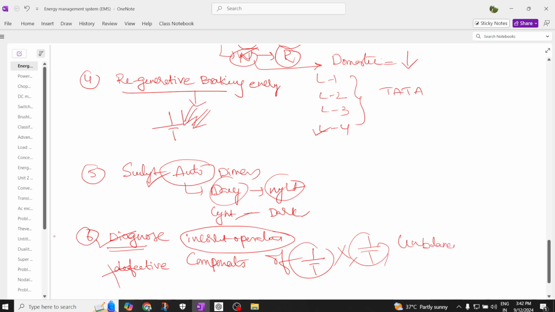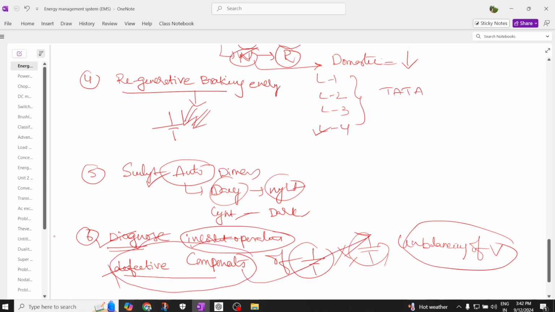It may undergo unbalancing of voltage. It may require balancing of the cell. So whatever the problem may be, it may be diagnosed, and if you are not properly operating the electric vehicle, or whatever problem is occurring inside the electric vehicle, will be diagnosed, and the defective component will be shown in the UI as defective.